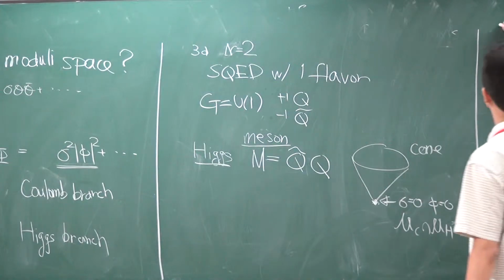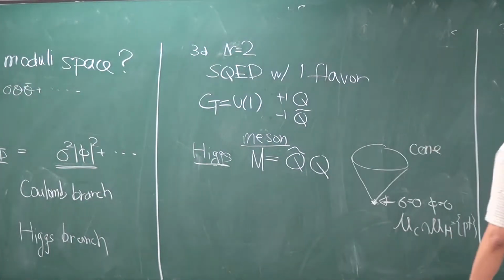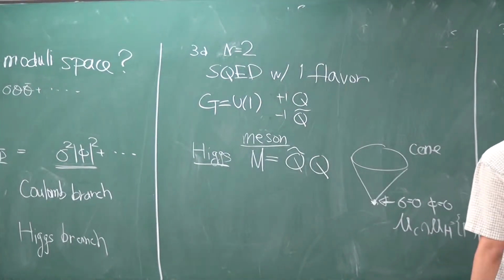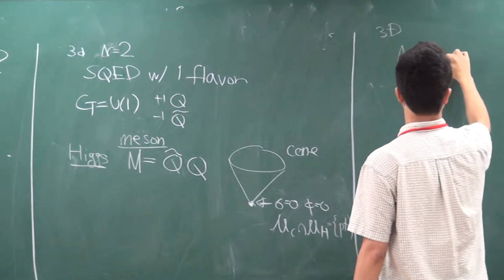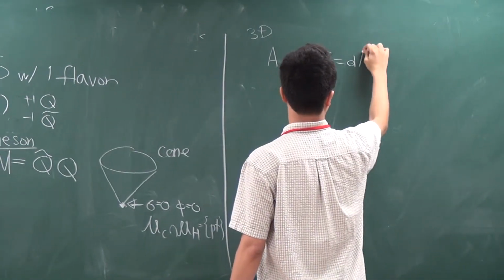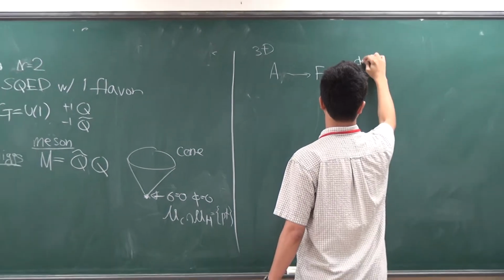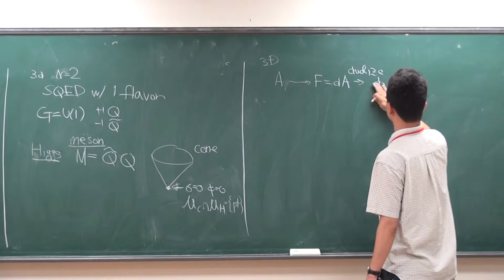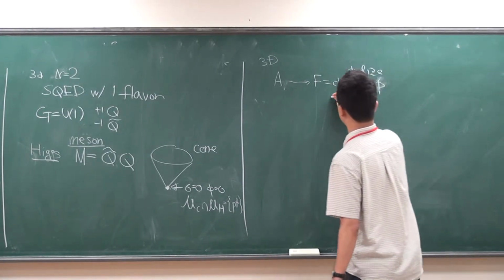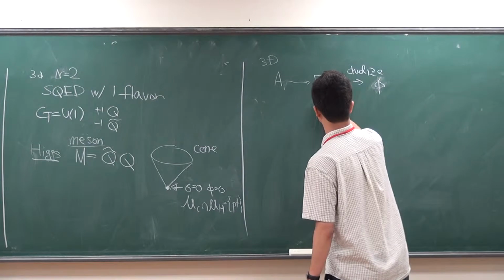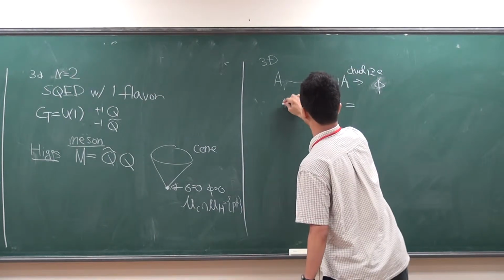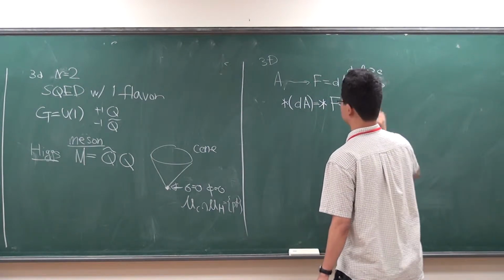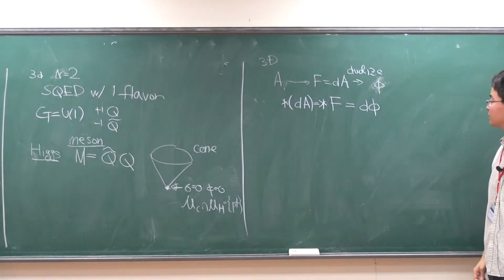So in 3 dimensions, again, there is a special property of 3 dimensions. There is a gauge field, so this is the 1-form, and then there is a 2-form, and then you can dualize to a scalar such that star F equals star dA equals d phi. So this is the dualization.